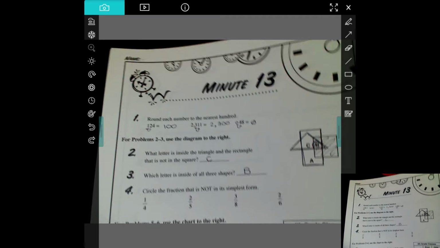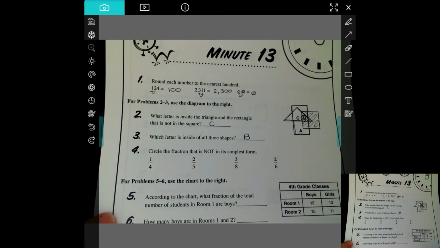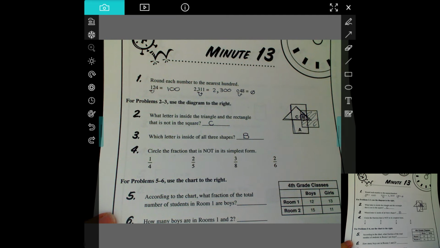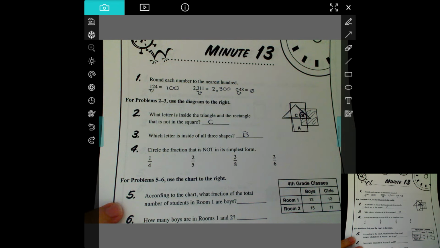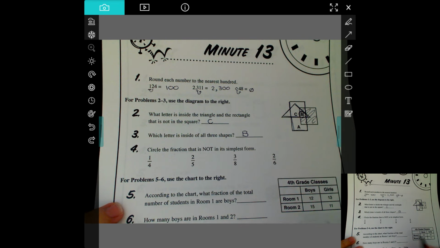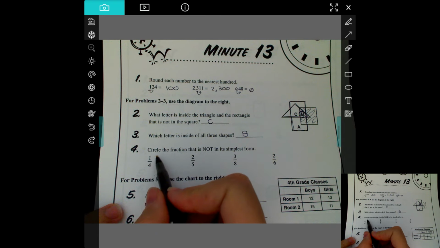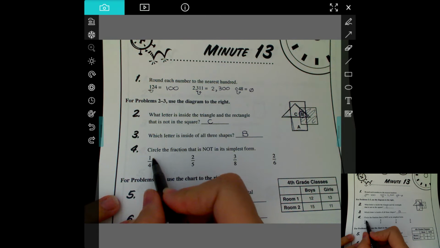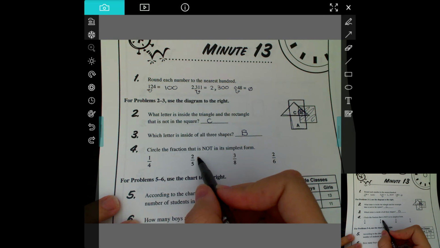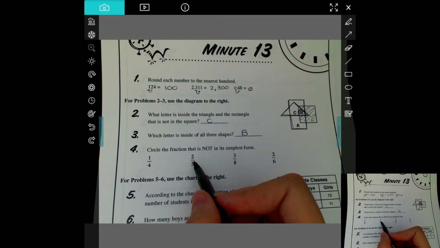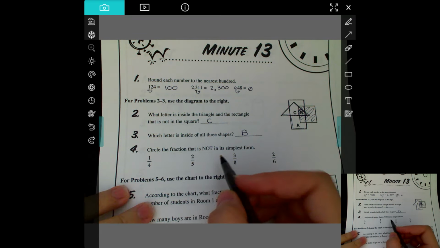Okay, circle the fraction that is not in its simplest form. That means what fraction can become smaller. So 1/4, these are both in their simplest form. They cannot be divided by any number together. Same with 2/5. 2 does not go into 5. 5 doesn't go into 2. There is no number that goes into both of them, so it is in its simplest form.